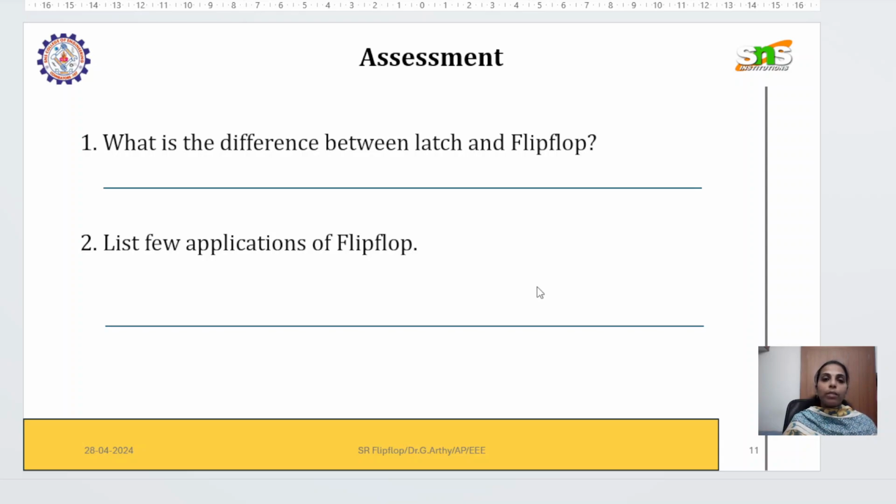Now it's time for assessment. What is the difference between a latch and a flip-flop? List a few applications of flip-flops.